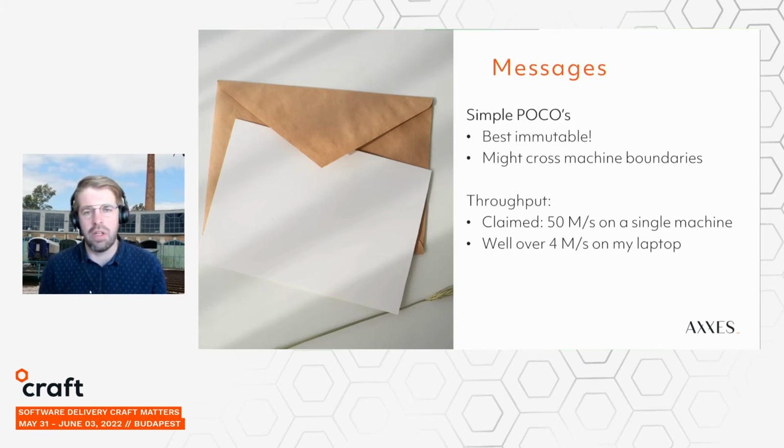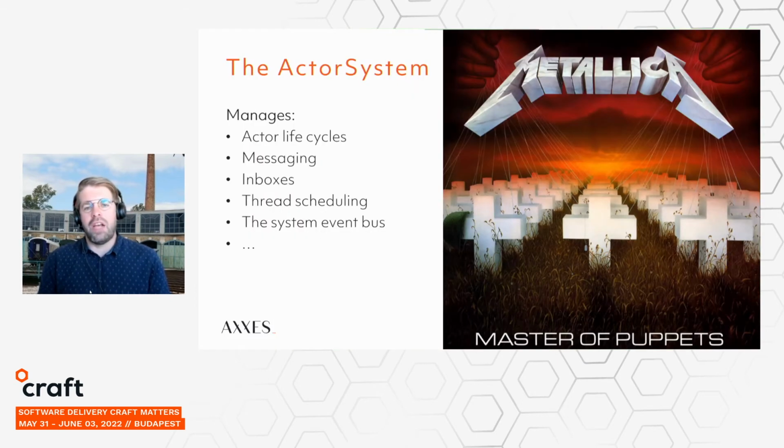Now, to tie everything together, we're going to need an actor system. The actor system is a little bit like your puppet master that keeps everything alive. This actor system will manage the actor life cycles. It will spin your actors up. It will manage their inboxes. It will handle the messaging between them. It will do the thread scheduling for us, which is the hardest part, really.